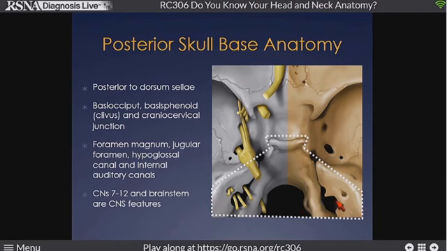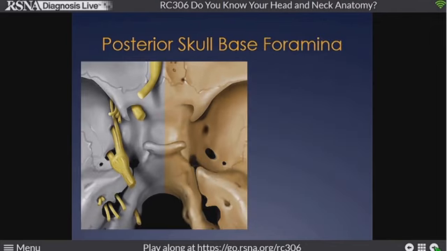But we're going to talk about the jugular foramen, the hypoglossal canal. You've already heard about the internal auditory canal. Cranial nerves 7 through 12 are the dominant CNS features. And obviously through the foramen magnum, we have the exit of the brainstem. So let's look at the posterior skull base foramen of note here.